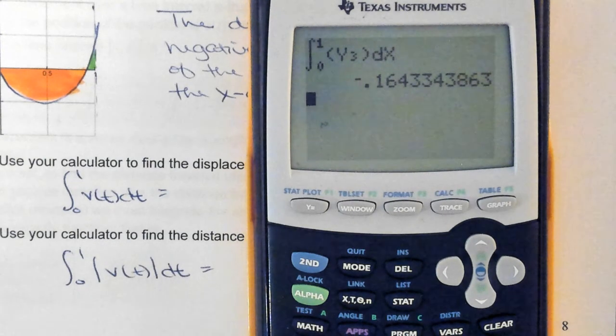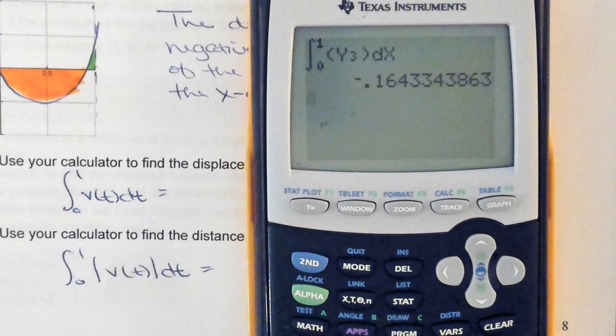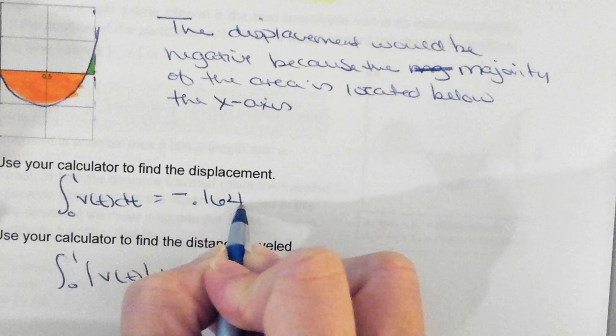Okay, does this match the answer of our conjecture in the first part? Yes. They asked us to make a conjecture about the displacement. We said the displacement would be negative based on the fact that the majority of the area is under the curve. There's your answer. So this right here is negative 0.1643.